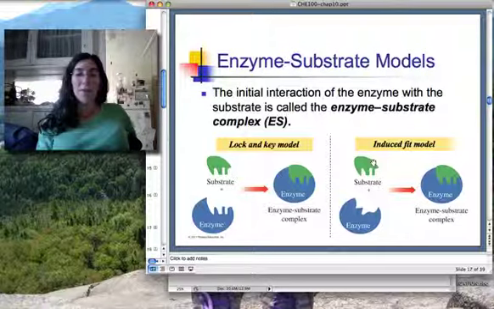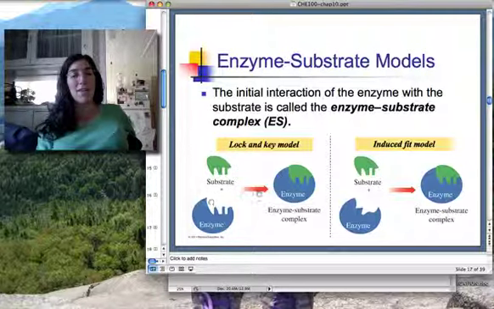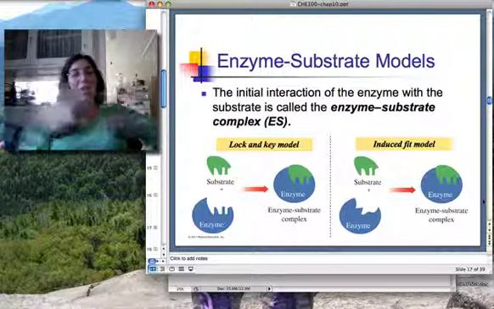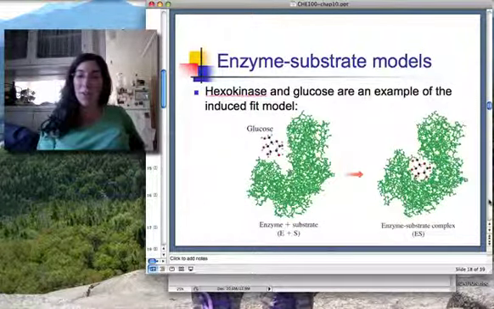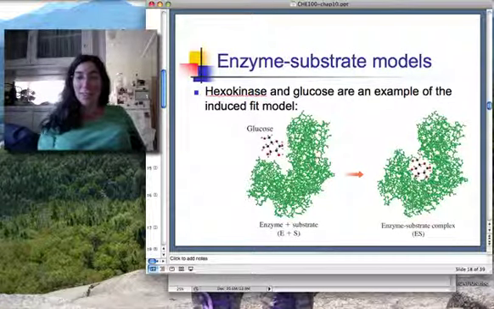Another thing to point out on this slide is some of the terminology here. When you have an enzyme and you have a substrate, they're separate, and then they react to form what we call the enzyme substrate complex, abbreviated as ES. That's when they're actually bound together. Here's another way to write that: enzyme plus substrate, E plus S, becomes the enzyme substrate complex, the ES.